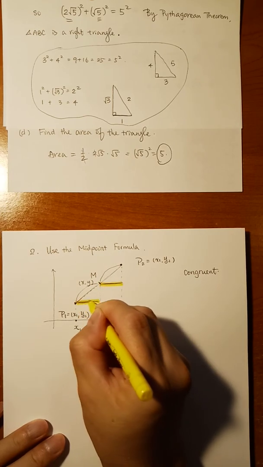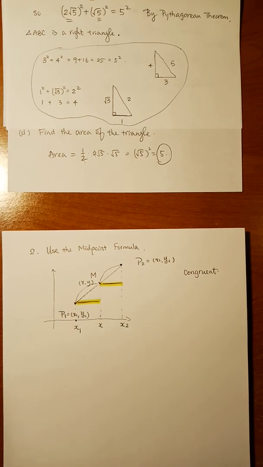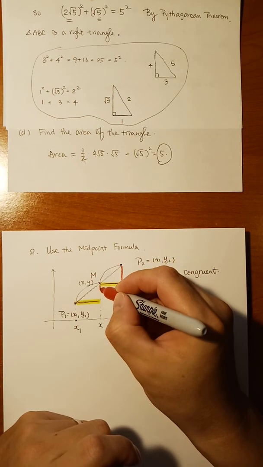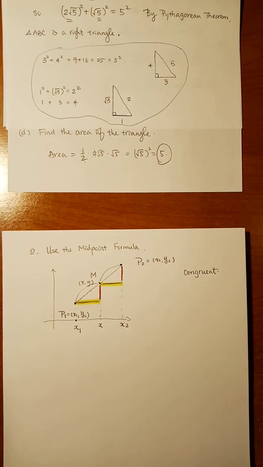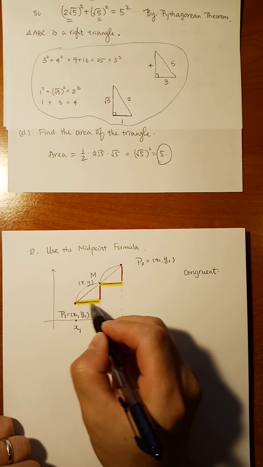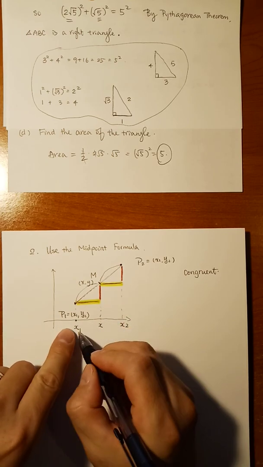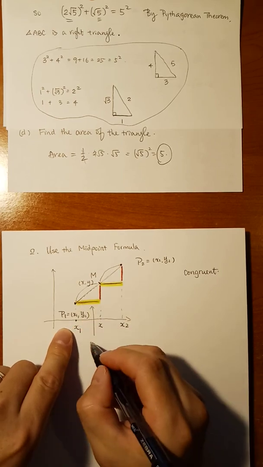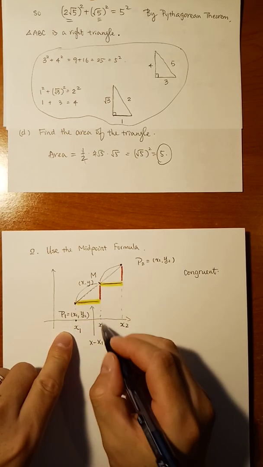The horizontal distance, the horizontal side, should have the same length. Then the vertical side, let's use this. The vertical side should also have the same length, right? So what is this horizontal side? This horizontal side corresponds to x1, x. So this horizontal side has length x minus x1.